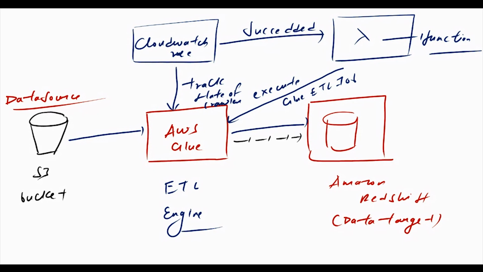So till now we have an S3 bucket, we have the connections ready in AWS Glue, and we have our Redshift cluster ready. So we have to create a rule in CloudWatch. We have to integrate that with a Lambda function, and then we have to create a job which will be triggered by our Lambda function. Let's do that.